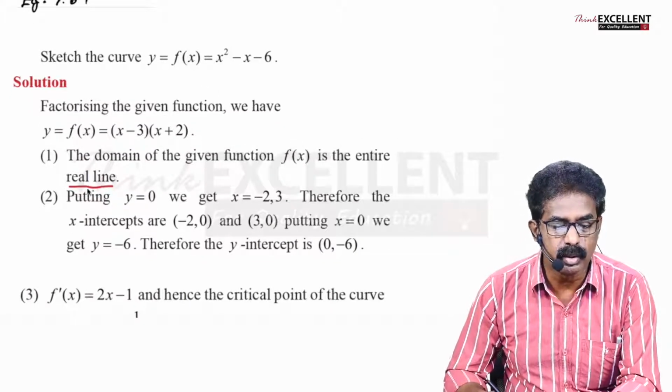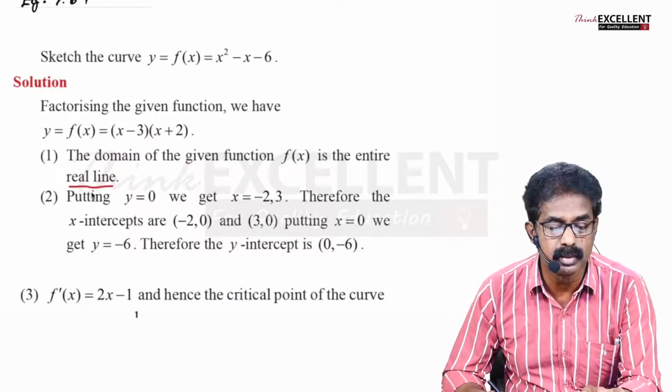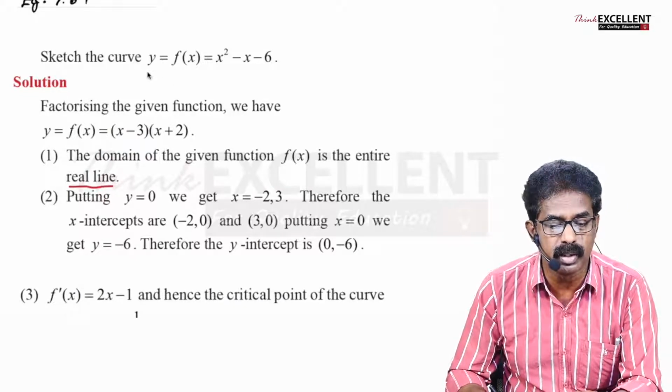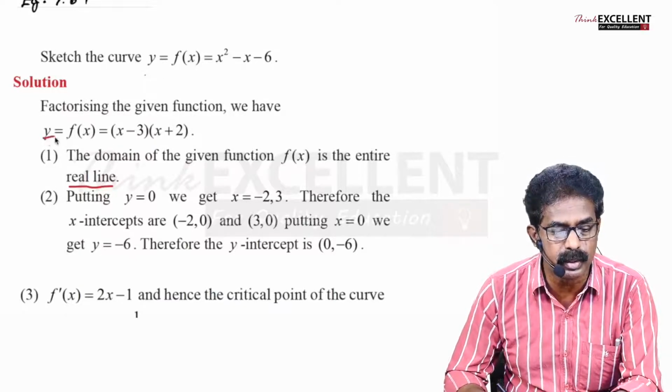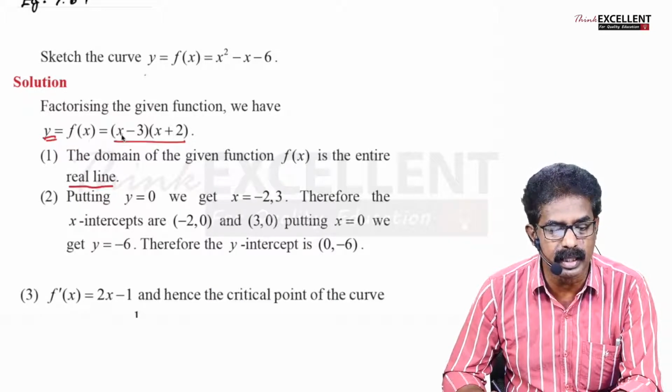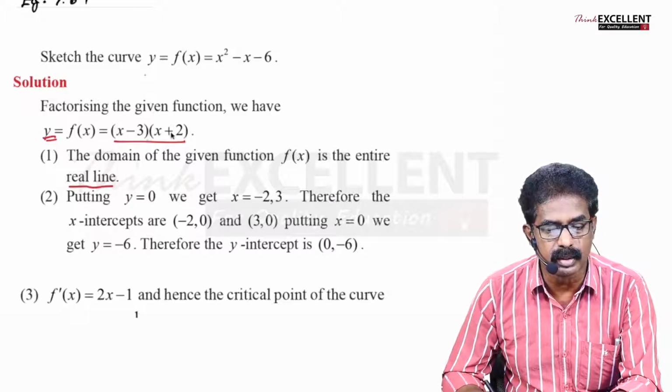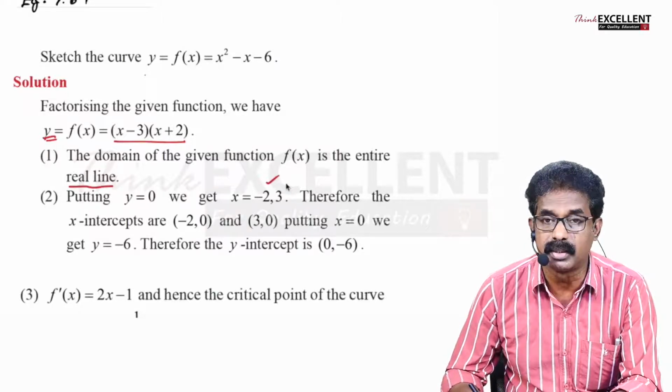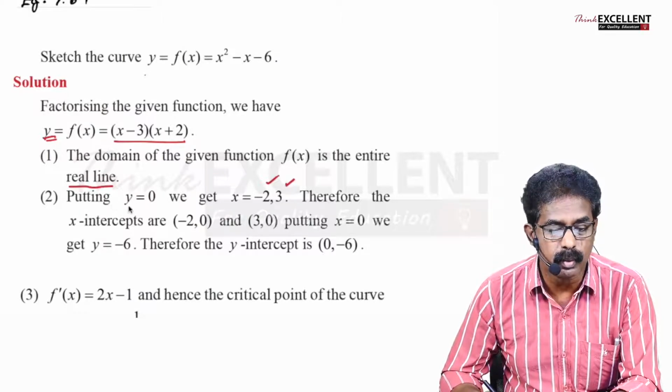So next you have to look into the intercepts. To find the x-intercept, you put y equals 0. If you put y equal to 0, here the calculation will be easy, no? If you put y equals 0, you are getting x equal to 3 and x equal to minus 2. x equal to minus 2 and x equal to 3. And the y value is 0.